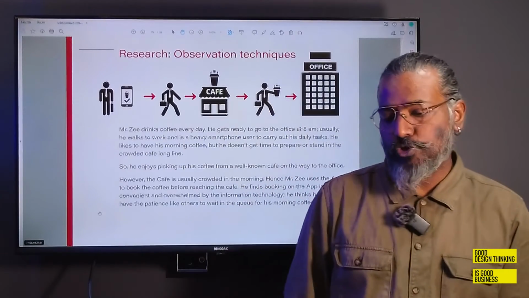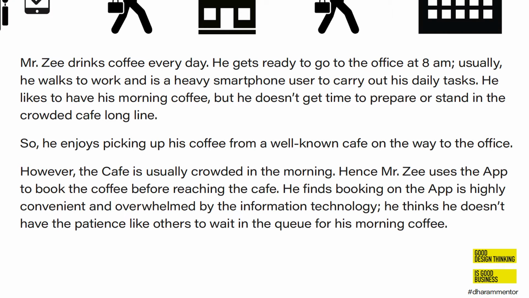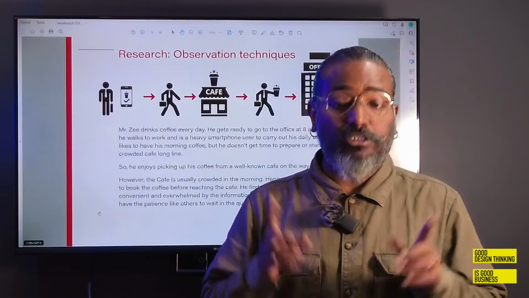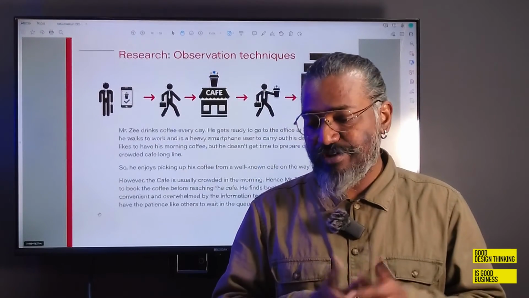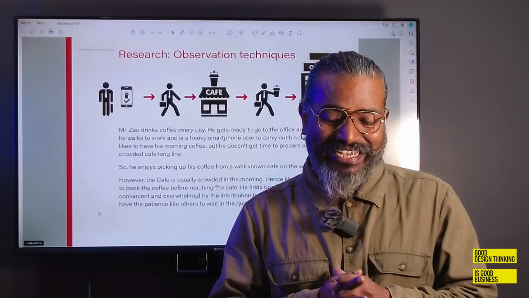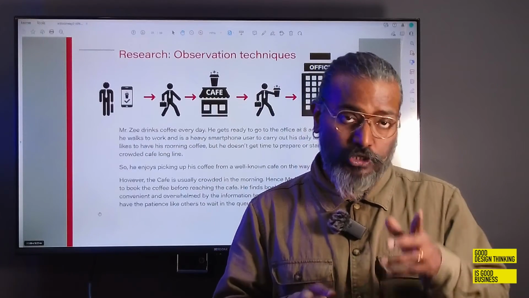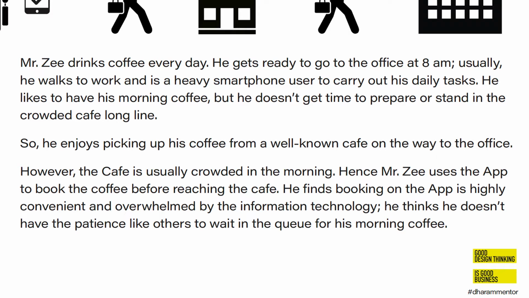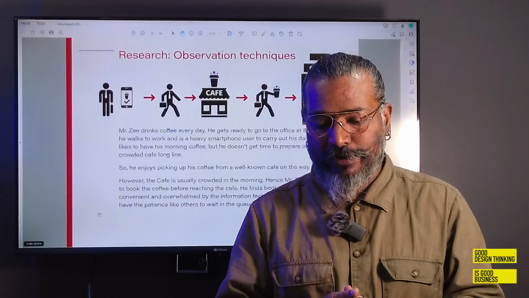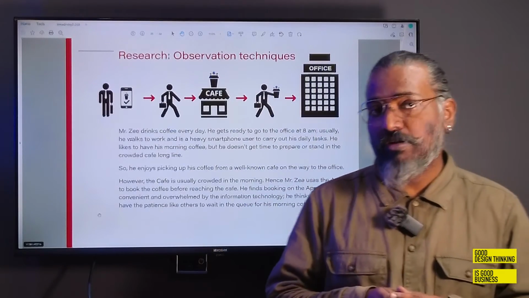The cafe is usually crowded in the morning. Hence, Mr. Z used an app to book the coffee before reaching the cafe. He finds booking morning coffee on the app is highly convenient. He is overwhelmed by the information technology helping him to achieve these tasks. He thinks he doesn't have the patience like others to wait in the queue for his morning coffee.